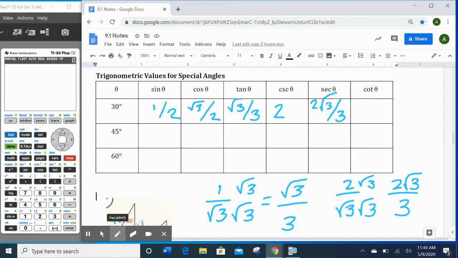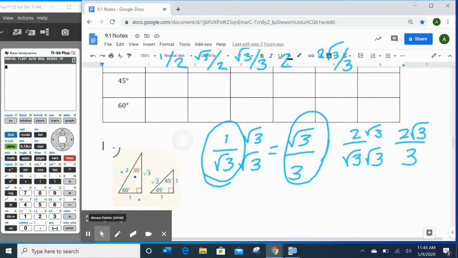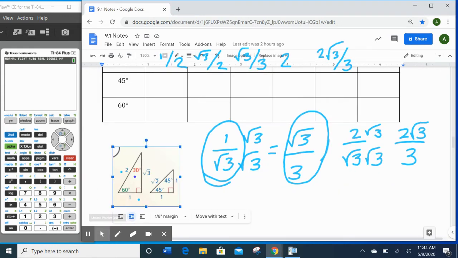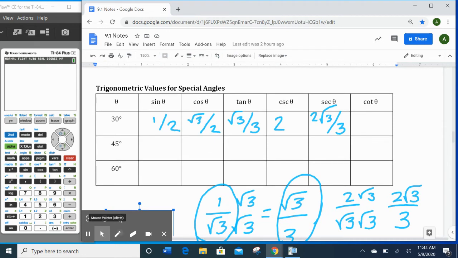And then the reciprocal of the tangent. So I can do the reciprocal of this tangent, or I can do adjacent over opposite, which is √3 over 1. √3 over 1 is just √3.